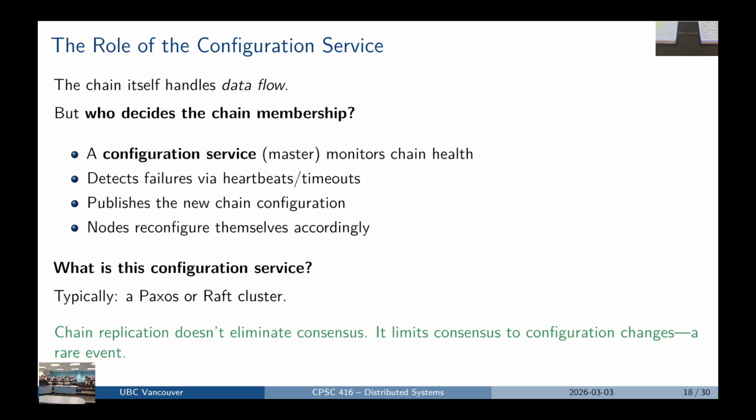The decision on how long to wait is not a protocol level decision. It's a pragmatic decision you make about what is appropriate for my workload.